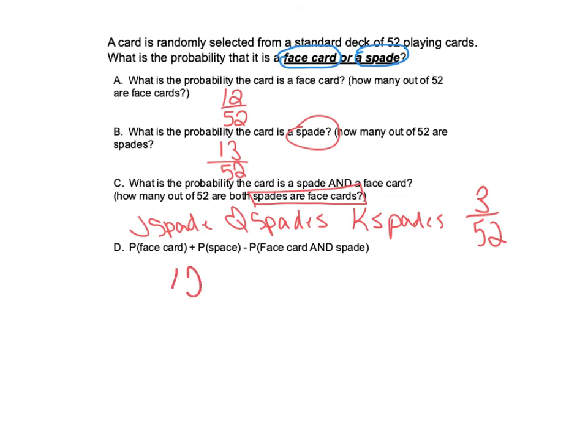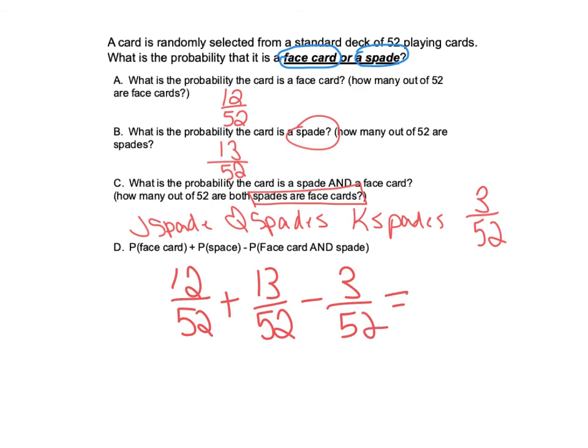So you'd have 12 out of 52 plus 13 out of 52. You're going to add those 2 probabilities together and then subtract out the overlap, which gives us 22 out of 52. If we wanted to leave it as a fraction, we could. If we wanted to put it as a percent, that'd be about 42.3% chance that if you picked a card, it would be either a face card or a spade.